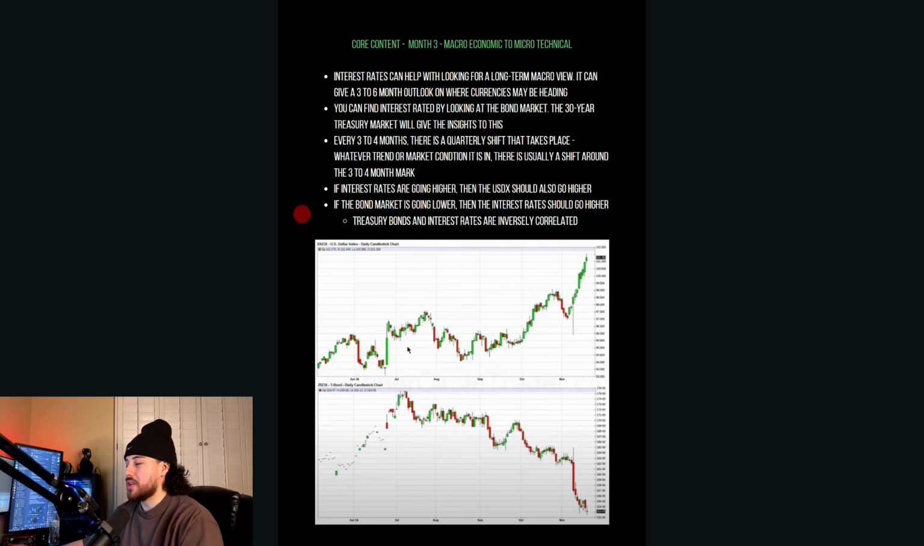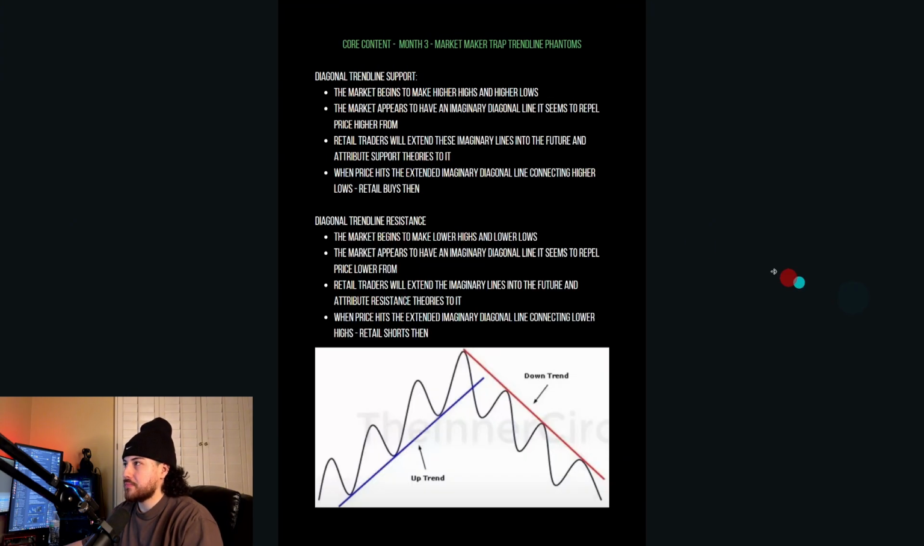So basically, if you really do want to go above and beyond, you can actually look at the treasury bonds and interest rates as they are inversely correlated. Meaning, if we see here that the treasury bonds are falling lower, most likely the interest rates are going higher. And if we can predict that interest rates are going higher, most likely the strength of the US dollar would also go higher. So we can kind of back up the strength of the US dollar with the treasury bonds and the interest market to then hopefully correlate to our currency pairs as well.